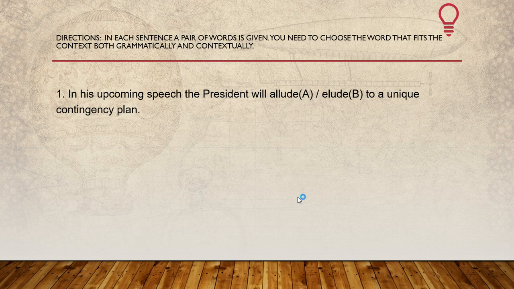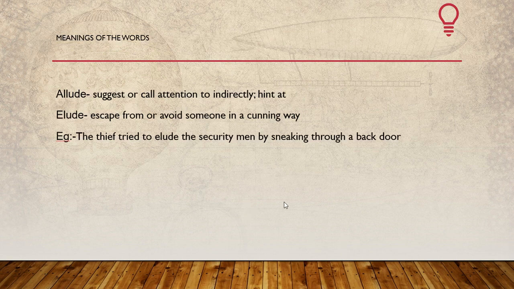Now let us have a look at the meaning of the words. So the meaning of the words include allude. It means suggest or call attention to indirectly or hint at. And elude, it means to escape from or avoid someone in a cunning way, just as I mentioned moments back. So let us have a look at the example sentence of elude. It will help you to understand better.